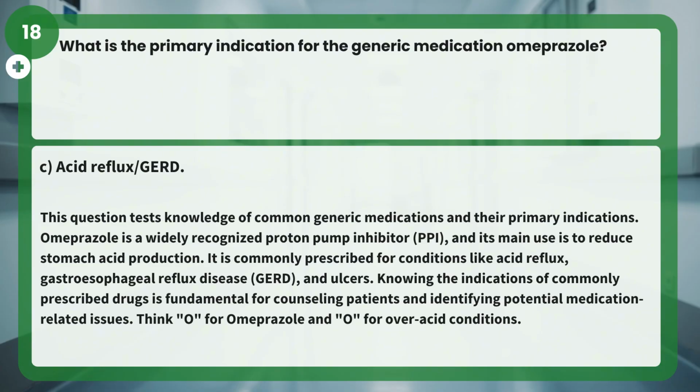Answer: C. Acid reflux/GERD. This question tests knowledge of common generic medications and their primary indications. Omeprazole is a widely recognized proton pump inhibitor, PPI, and its main use is to reduce stomach acid production. It is commonly prescribed for conditions like acid reflux, gastroesophageal reflux disease, GERD, and ulcers. Knowing the indications of commonly prescribed drugs is fundamental for counseling patients and identifying potential medication-related issues. Think O for omeprazole and O for over-acid conditions.